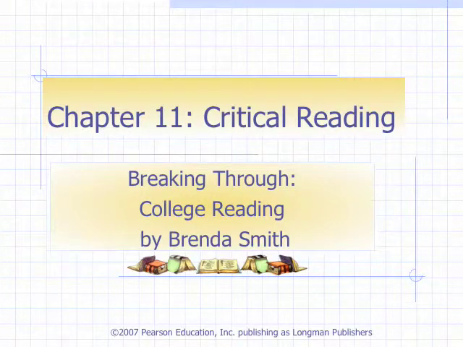Breaking Through by Brenda Smith. Chapter 11, Critical Reading.